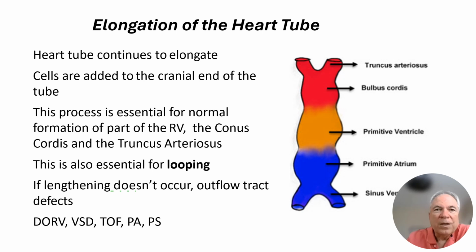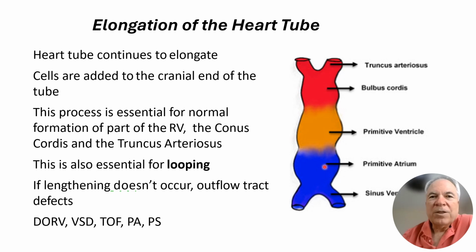So here's a picture of the heart tube, and you can see the heart tube continues to elongate, and cells are added to the cranial end of the tube up here. This process is important for the development of the right ventricle, the conus cordis, and the truncus arteriosus. And this length is also necessary for looping. If the lengthening doesn't occur, then you get outflow defects: double outlet right ventricle, VSD, tetralogy of Fallot, pulmonary artery stenosis, pulmonary atresia.